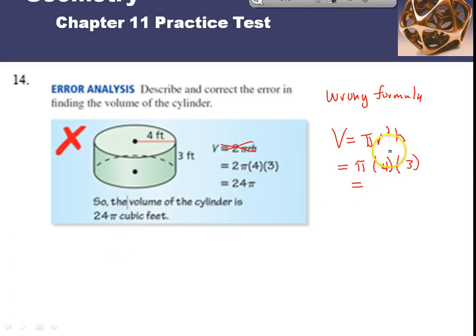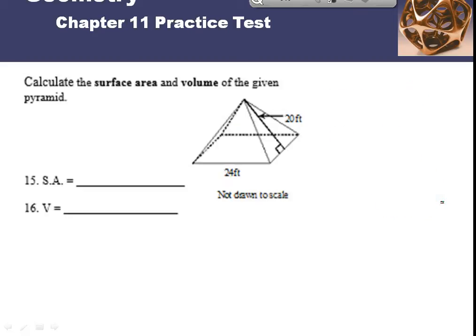So it's pi r squared, so I forgot to square. So pi r squared h. So that's pi. Well, 4 squared is 16 times 3. So that's 48 pi. Sorry about that. 48 pi feet cubed. Alright, so that was number 14. Okay, 15 and 16 is a square-based pyramid.